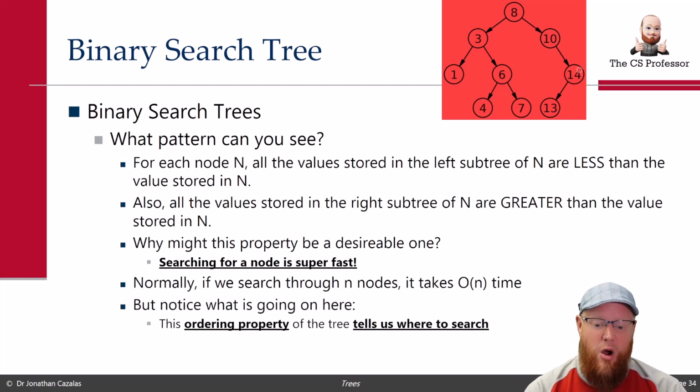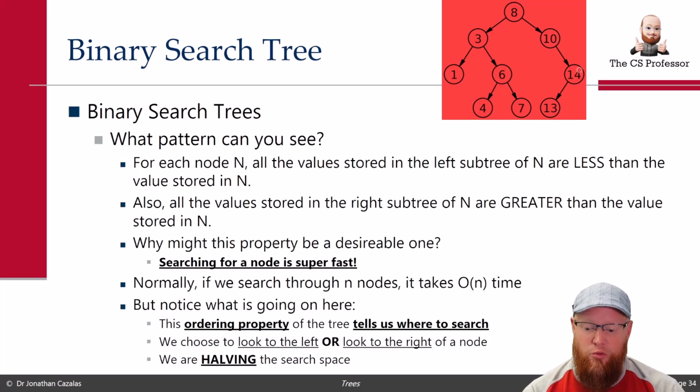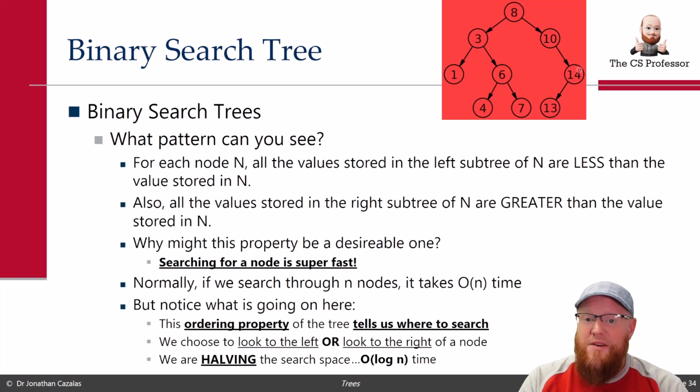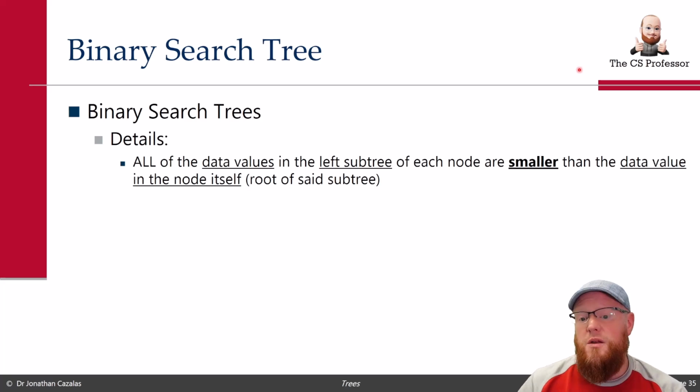It would normally be O of N time, but this ordering property, where smaller nodes are to the left of a given node and any nodes that are larger go on the right side, what we're effectively doing is we are halving the search space, which smells like O of log N, right? If this tree were completely balanced and were a complete tree, we can guarantee that searching for a node would actually be log N.